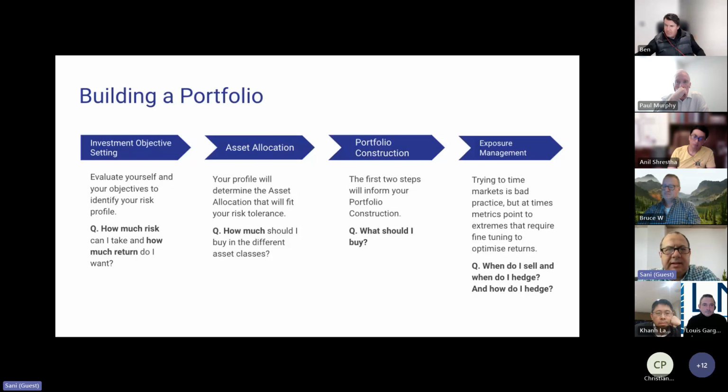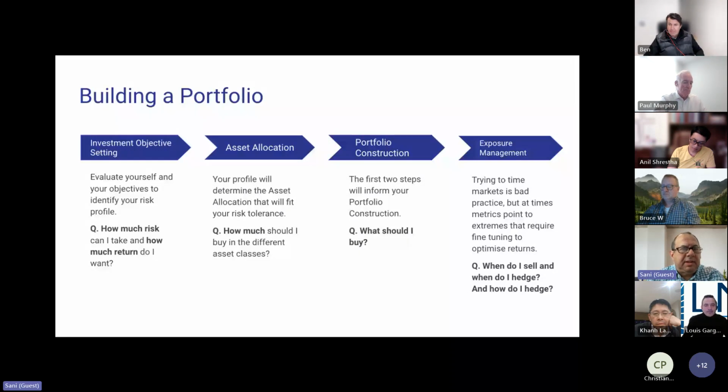Banks call that tactical asset allocation. I think basically it just means that you try to stick to your plan most of the time, but then sometimes there are some extremes which really merit some sort of action. And that could be protecting yourself somehow, and it could be actually getting more aggressive. But we'll get to that a little bit later.